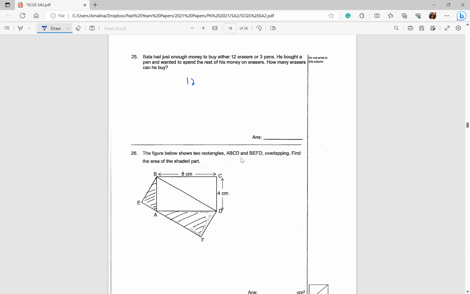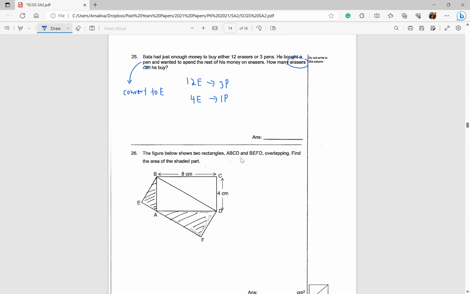Now 12 erasers has the same value as 3 pens. And if your question wants you to find in terms of erasers, you have to change the pen to your eraser. So convert this to eraser. Okay, so find the cost of your 1 pen in terms of your erasers. So 3 divided by 3, I get 1 pen. 12 divided by 3 means that your 1 pen has the same cost as 4 erasers.